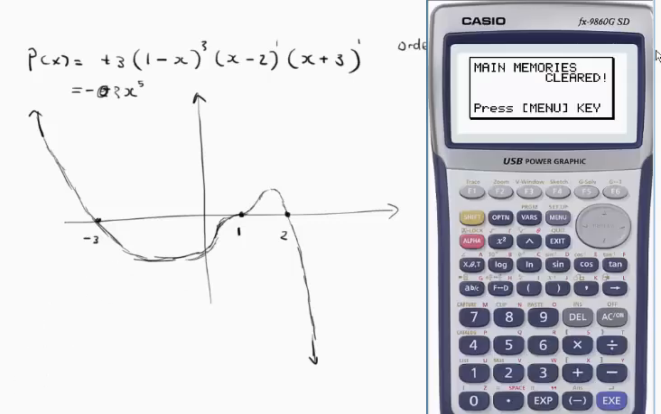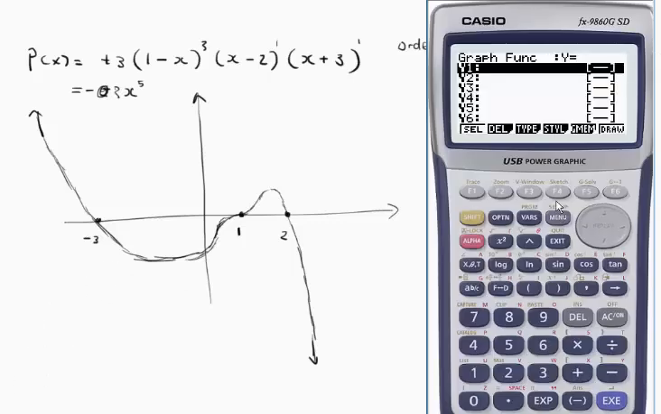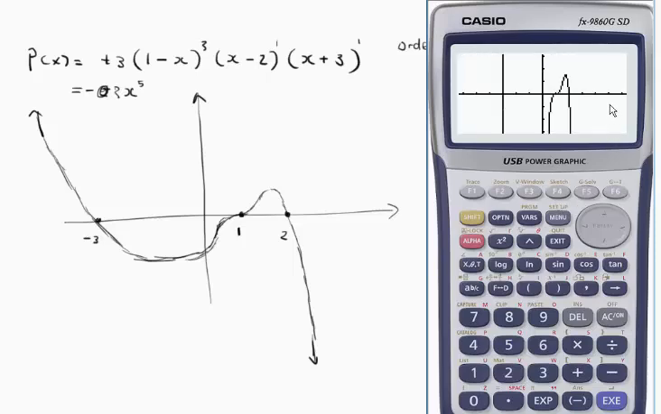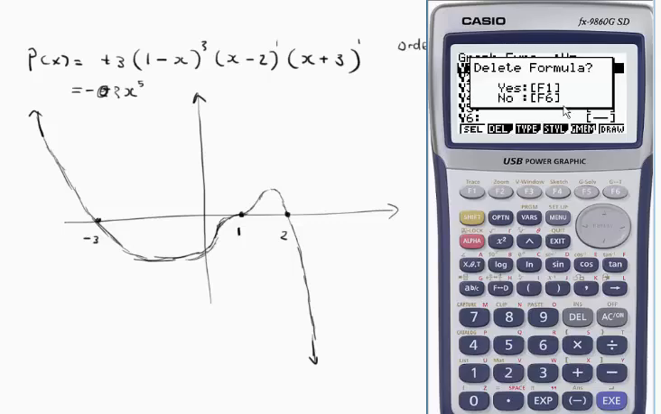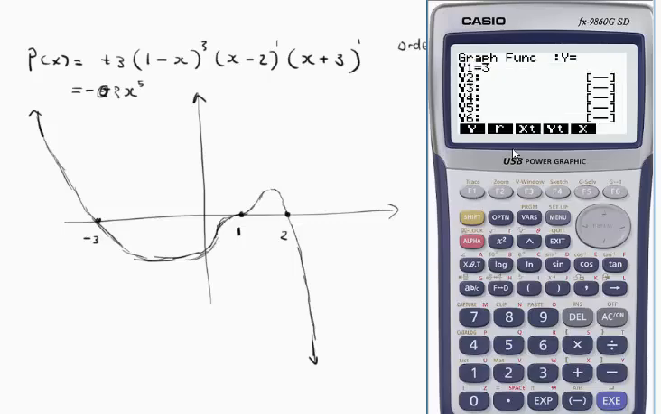All right, I can actually use the Casio calculator. Just take a look at this. I'm going to go to graph, and I'm going to type 3 bracket 1 minus x to the power of 3, and then x minus 2, and then x plus 3. I'm going to ask this graphics calculator to plot. All right, let's take a look. Hold on, maybe I made a mistake. So let's try again: 1 minus x to the power of 3, bracket x minus 2, x plus 3.